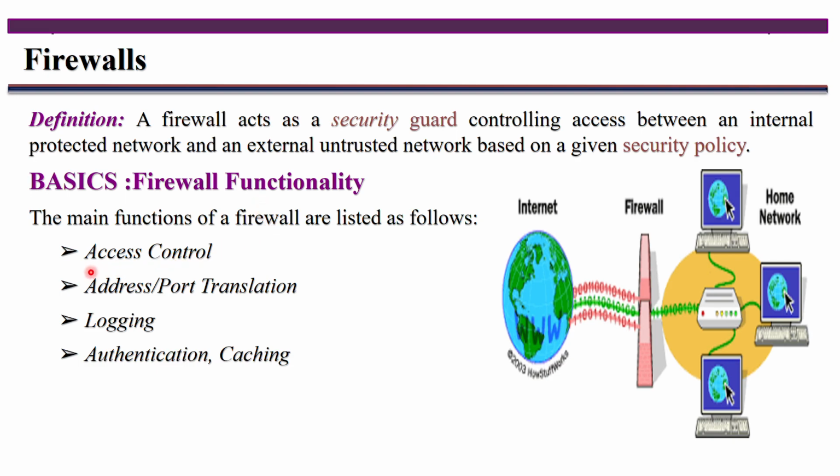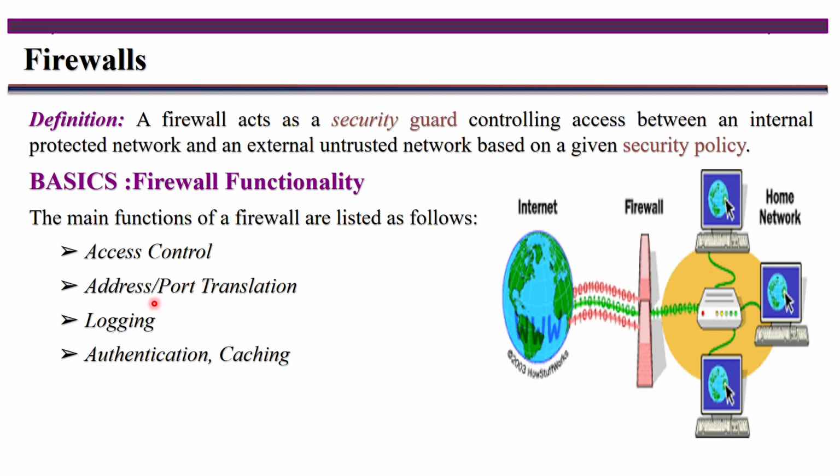The first functionality is access control. Access control means that when the internet wants to send some packets to the internal protected network, before the packet reaches the network directly, the firewall first filters that packet. If that packet does not contain any malicious programs, only then does it allow the packet into the secure internal protected network. That is what we call access control.